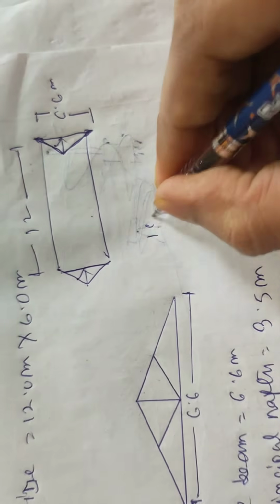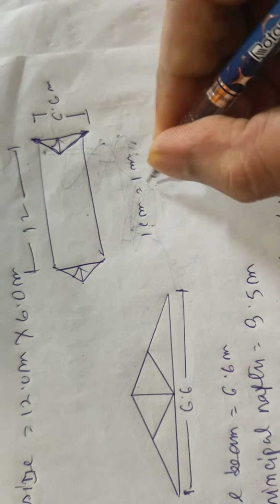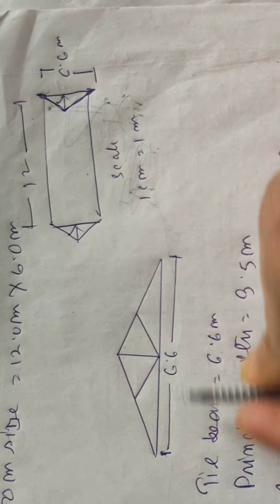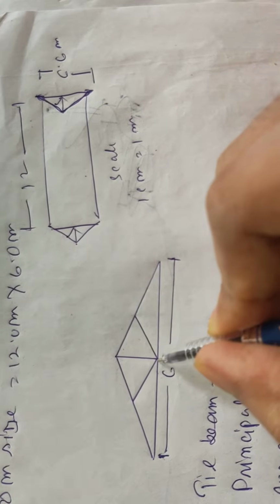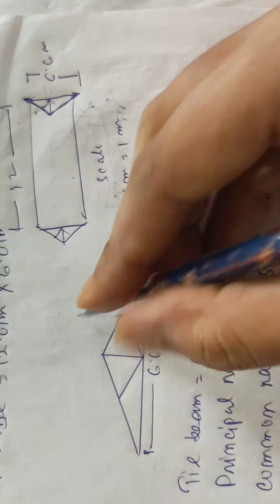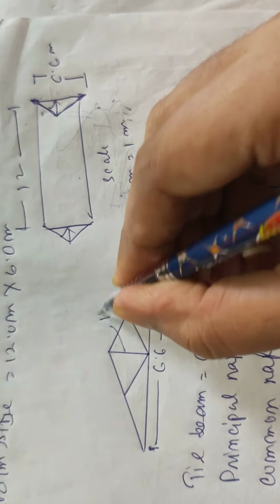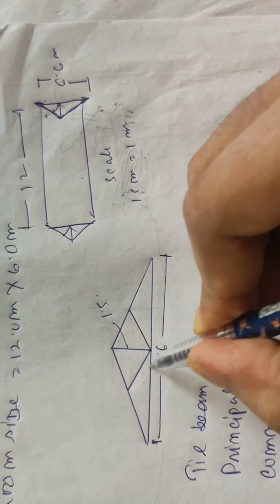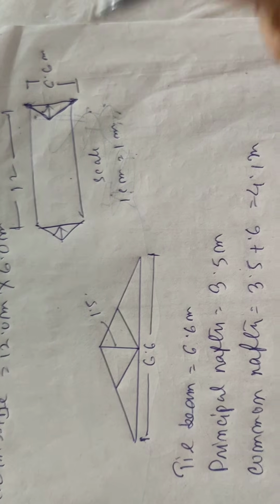So that means 1 centimeter is equal to 1 meter scale. With that scale we have drawn this figure. So 6.6 meter we have drawn. At the center we have drawn the king post of height 1.5 centimeter. Okay, then we have joined this at 45-degree angles. We have drawn the struts. Okay, and we have completed this drawing.